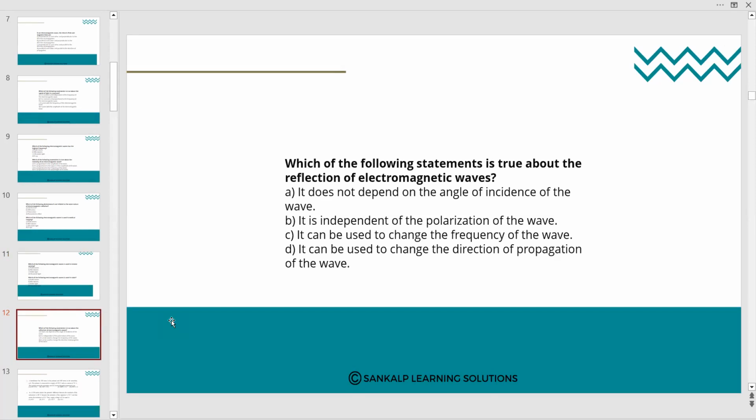Which of the following statements is true about the reflection of electromagnetic waves? Option A: does not depend on the angle of incidence. Option B: It is independent of the polarization of the wave. Option C: It can be used to change the frequency of the wave. Option D: It can be used to change the direction of propagation of the wave.